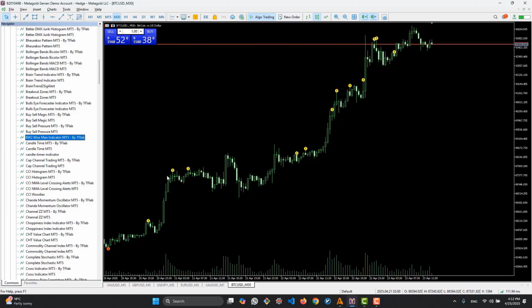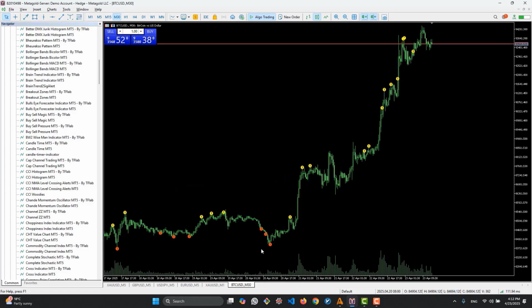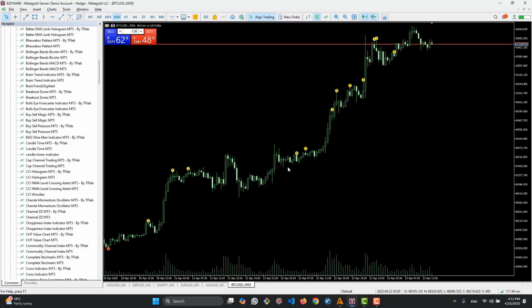It visually displays sell signals, specifically with yellow circles that appear above the chart, and buy signals are shown with red circles that are positioned below the chart. Let's go through the settings of this indicator together.